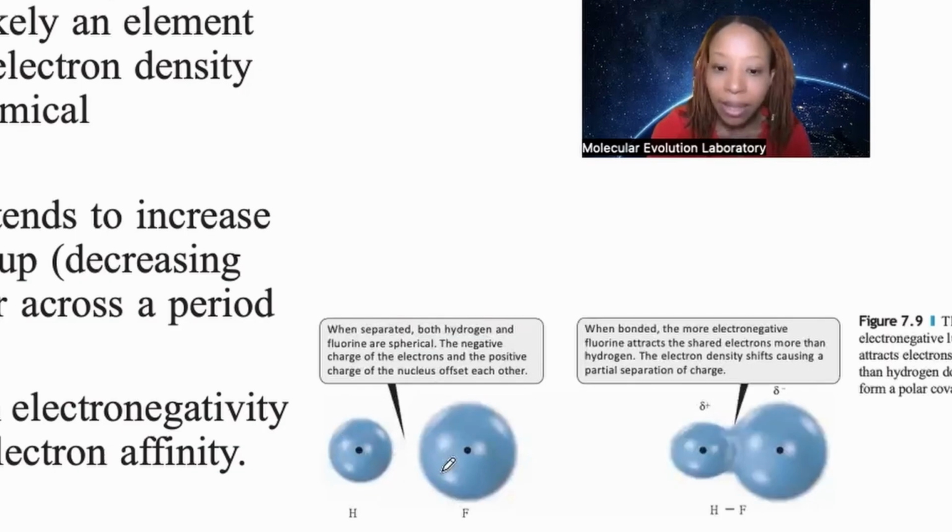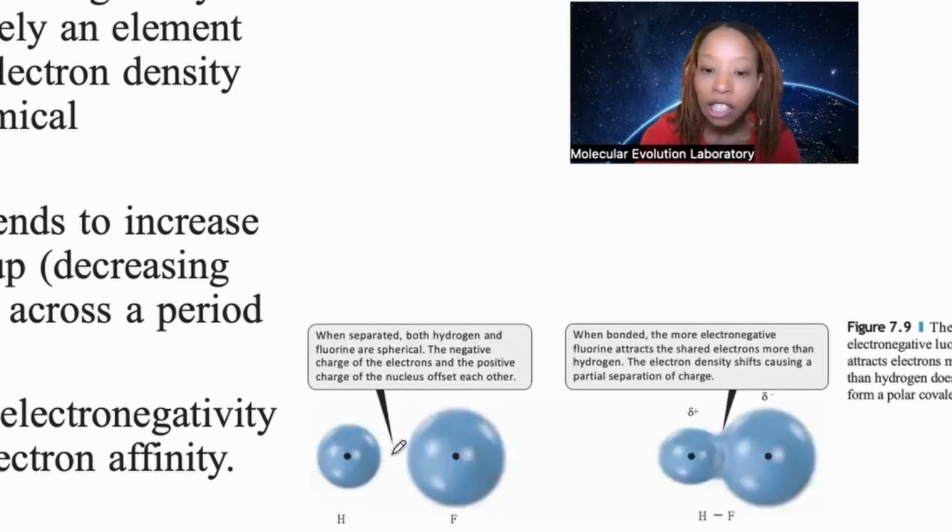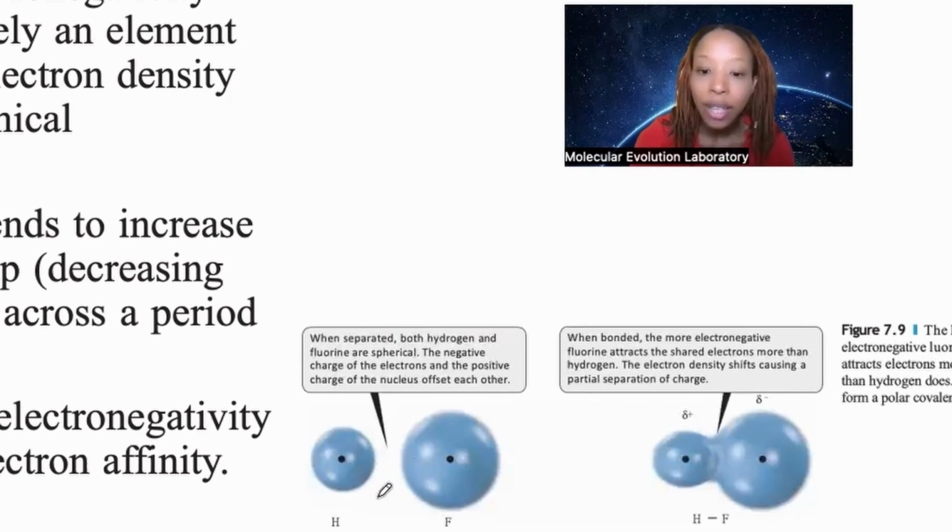So when separated, hydrogen and fluorine are spherical. The negative charge on the electrons and the positive charge of the nucleus offset each other. When bonded, the more electronegative fluorine attracts the shared electron more than the hydrogen. The electron density shift causes a partial separation of charge. The highly electronegative fluorine atom attracts electrons more strongly than hydrogen does. So the two form a polar covalent bond.